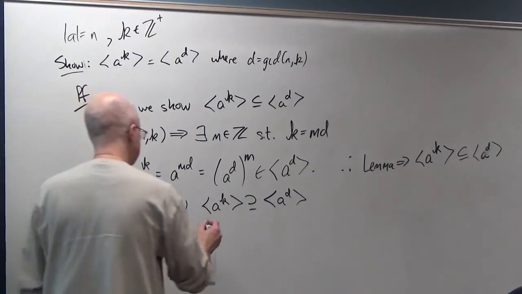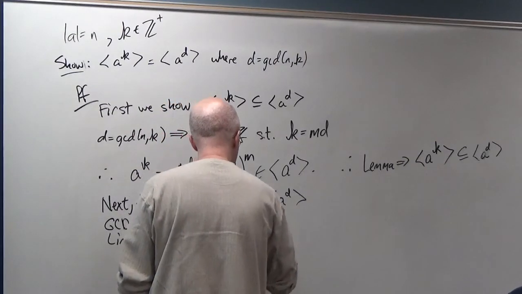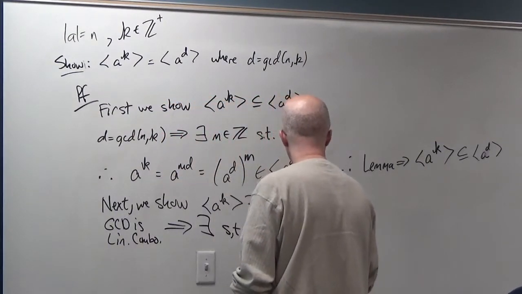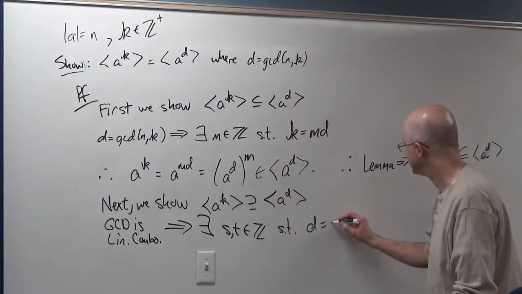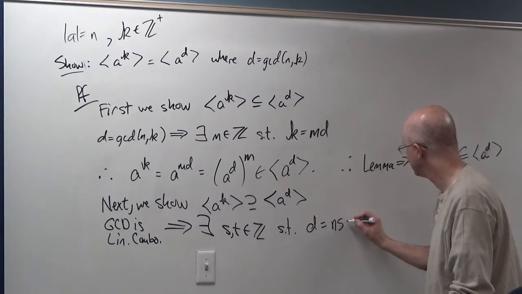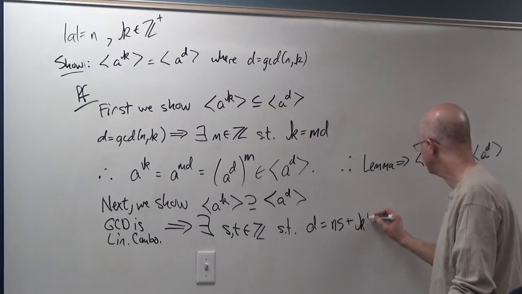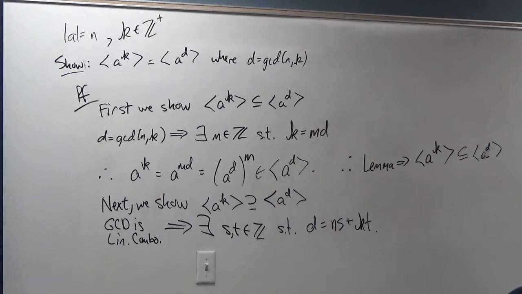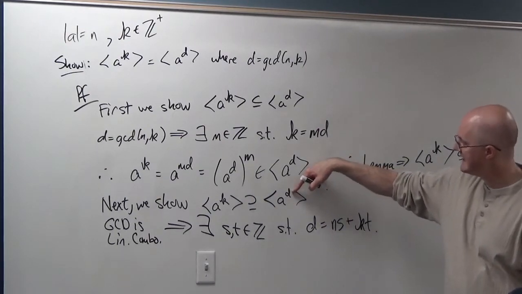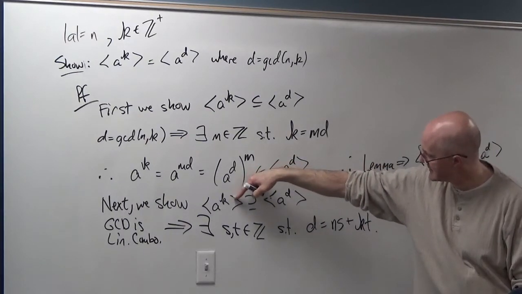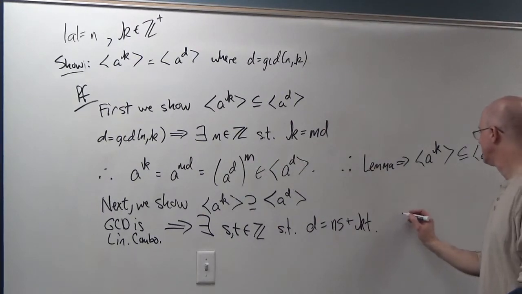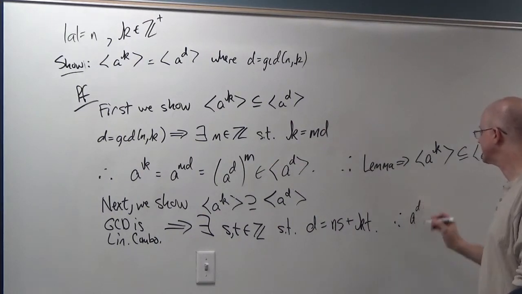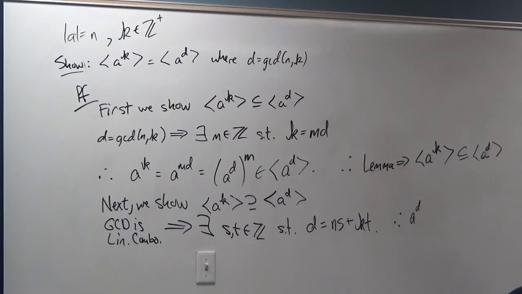Implies there exist s and t integers such that d, the GCD of n and k, is a linear combination of n and k. It's ns plus kt. Again, we want to show A to the d is in that cyclic group. It is a power of A to the k. Go ahead and try raising A to the d and using this fact and see what happens.